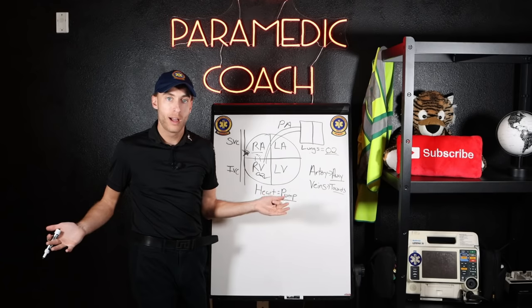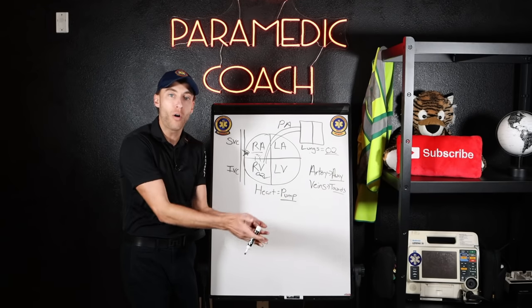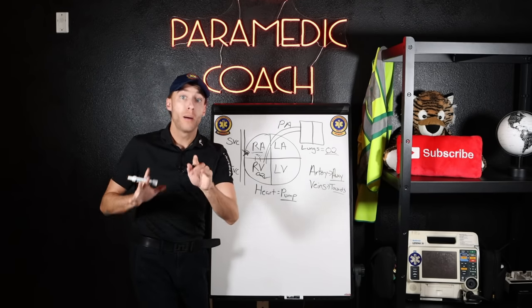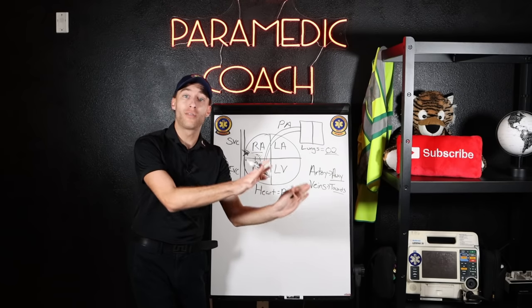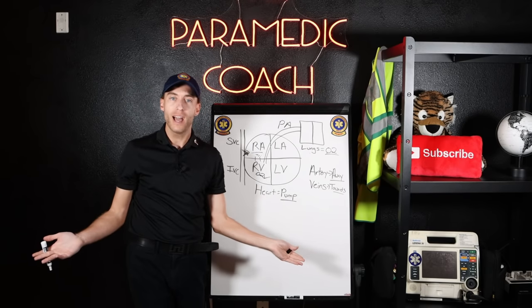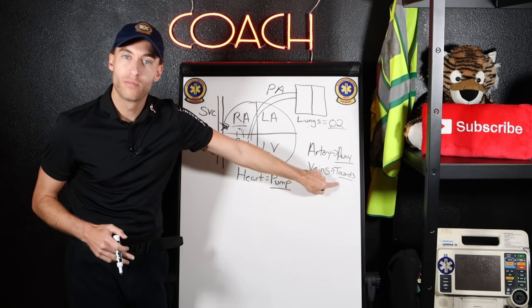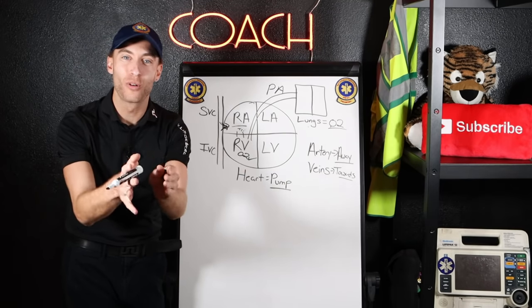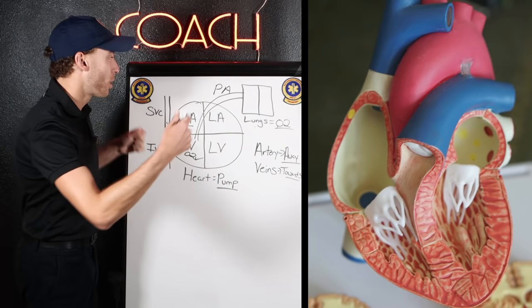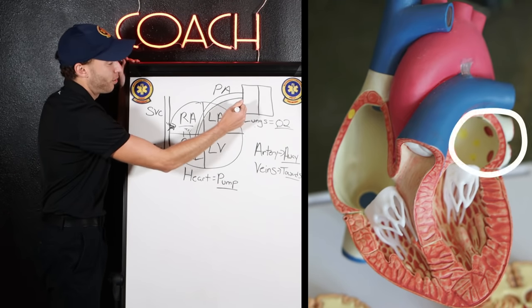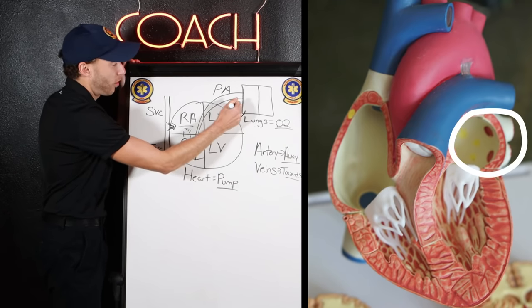What do we do now? How do we get that blood flow back to the heart so it can pump blood to the rest of the body? How do we do that? Veins go towards the heart. We create the pulmonary vein that goes right here back towards the heart. You with me?